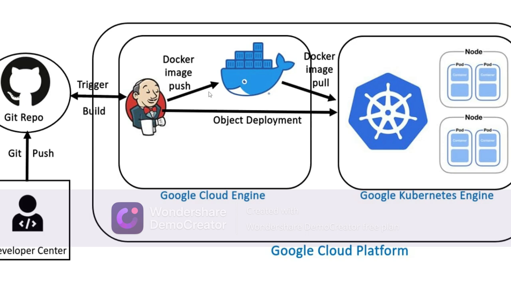This will be the Docker image. They will push the Docker image, and that will be moved into the production environment. This flow is called CI/CD, continuous integration and continuous deployment.